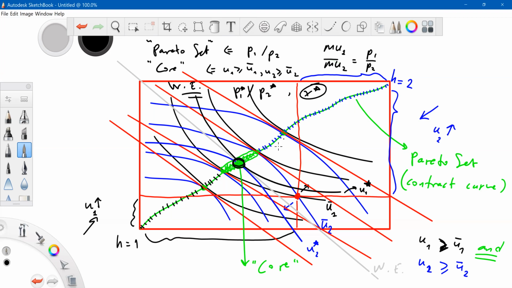So you will always find the initial endowment vector. After you find the initial endowment vector, you're going to find the welfare improving allocations for both parties.